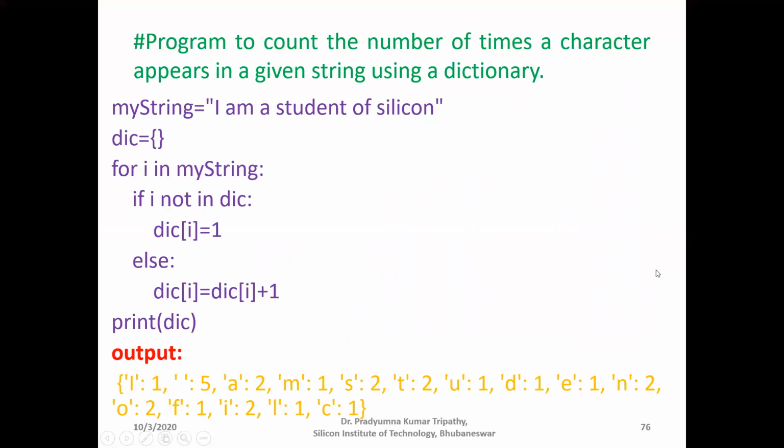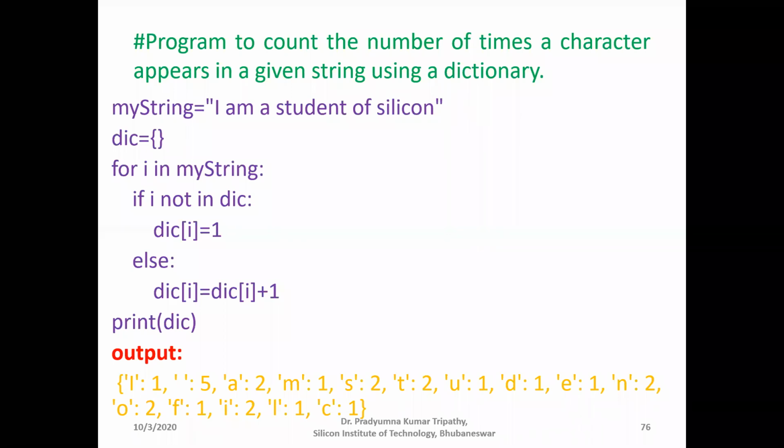Suppose the question is given to count the number of times a word appears in a given string. A particular word occurs how many times in a dictionary? Can you modify the same program and do it? What logic will you use? Suppose this is the string given. How will you know how many times a particular word occurs? What changes will you make over here?